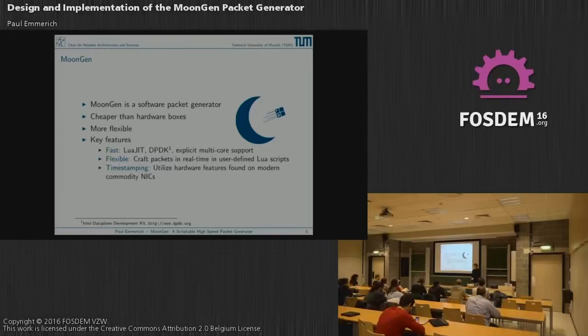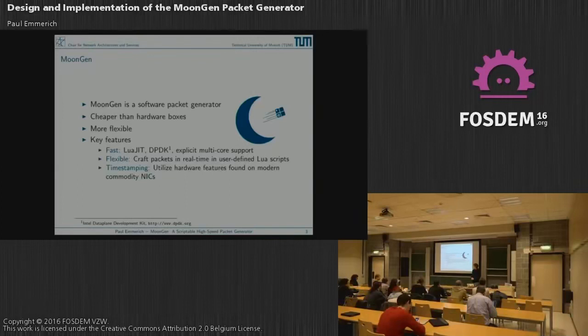So the DPDK framework, really nice. Then we do explicit multicore support in all of our API. Everything you write is multicore aware, and I will come to that in a second, because doing multi-threading in Lua is not something that you usually do. Flexibility, as I already mentioned, all packets that are sent out are crafted in real time in a user-defined Lua script. So you write a script instead of a configuration file, which works really well.